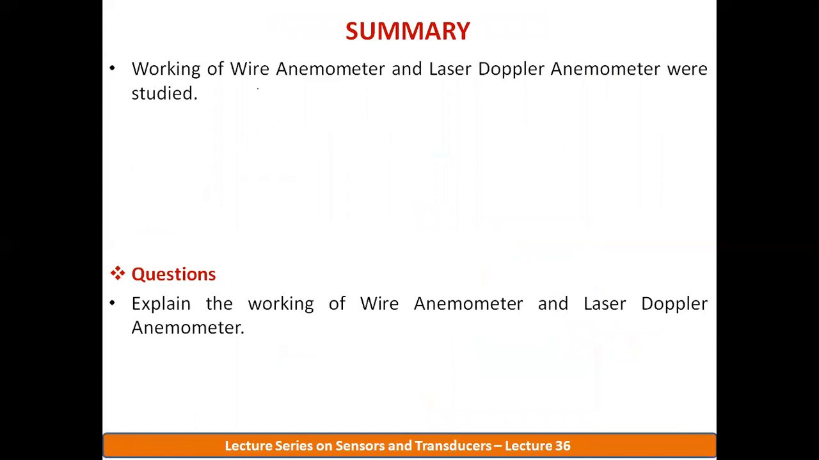Till now we discussed two types of anemometers, the instruments used for measurement of flow or the velocity of liquid or the gas. One was the wire anemometer, which works on the variable resistance principle, and another was the laser Doppler anemometer, which works on the principle of Doppler shift. The possible question on this topic will be: explain the working of wire anemometer and laser Doppler anemometer with suitable diagrams.